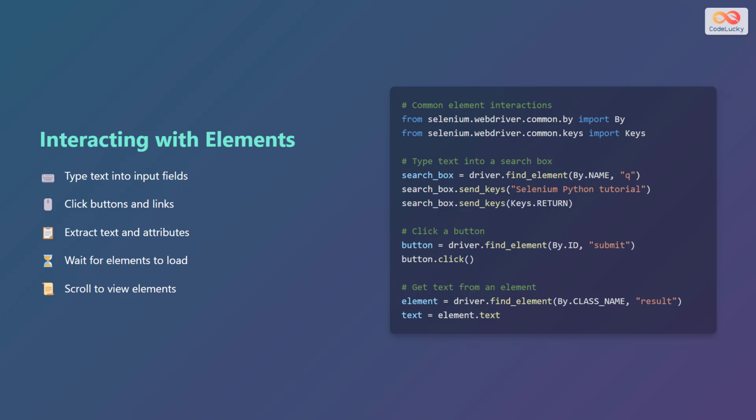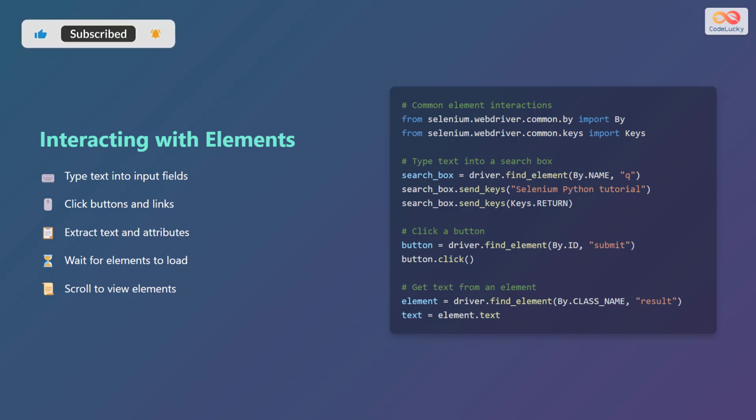Once you've located the elements you need, the next step is to interact with them to extract data or perform actions. Selenium provides various methods to interact with web elements. Selenium allows us to type text into input fields, click buttons and links, extract text and attributes, wait for elements to load, and scroll to view elements. On the right side, you'll see code snippets demonstrating common element interactions.